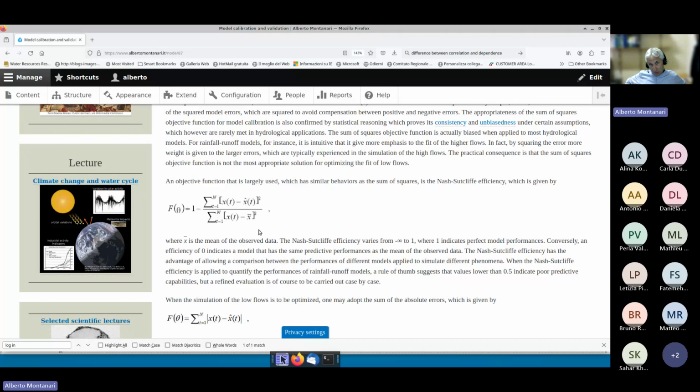Usually we say that a model with a Nash efficiency less than 0.5 is not trustable. We aim for models that get a Nash efficiency larger than 0.7. It is quite rare that you get efficiency larger than 0.9, so typically you get efficiencies between 0.7 and 0.9. And take these indications as a pure rule of thumb, okay? Because it depends on the model, it depends on what you are simulating.